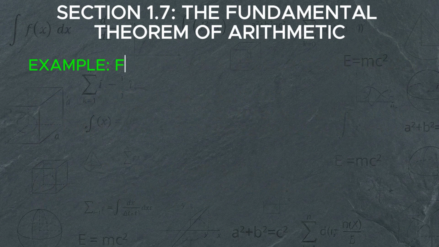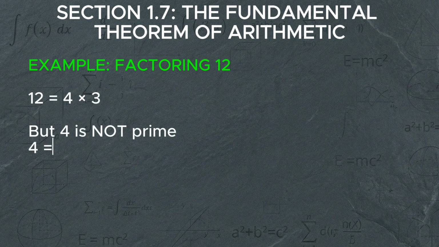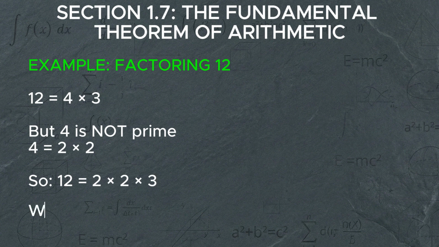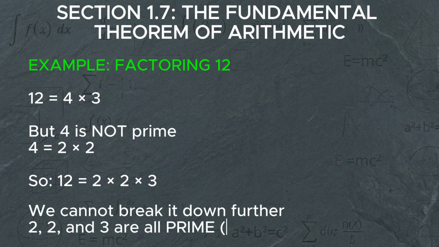Let's take the number 12. You can break it into 4 times 3, but 4 isn't prime. 4 itself splits into 2 times 2, so 12 equals 2 times 2 times 3. You cannot break it down any further. 2, 2, and 3 are all prime. They're atomic. You've reached the fundamental building blocks.